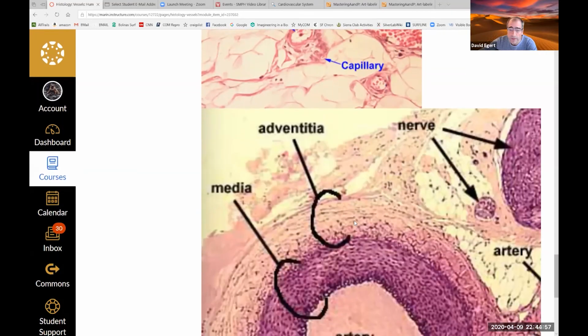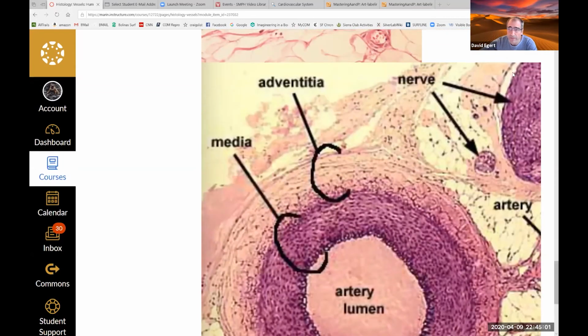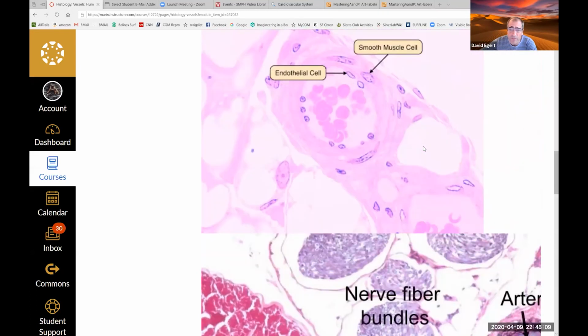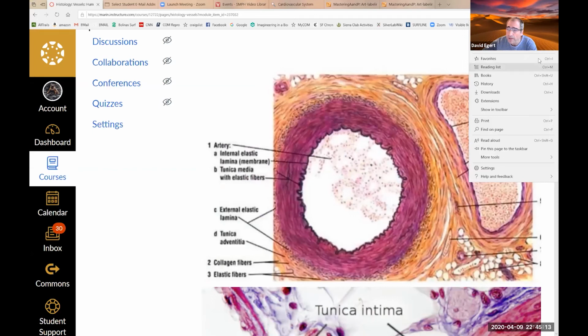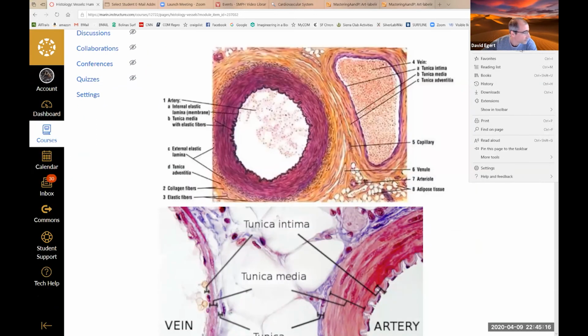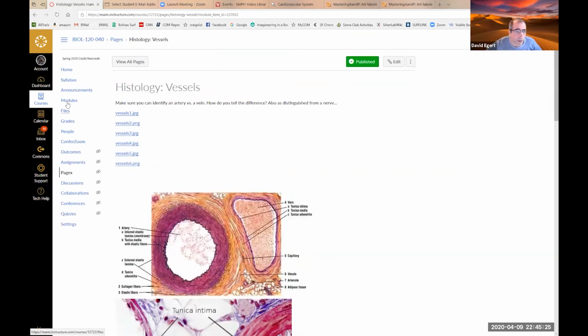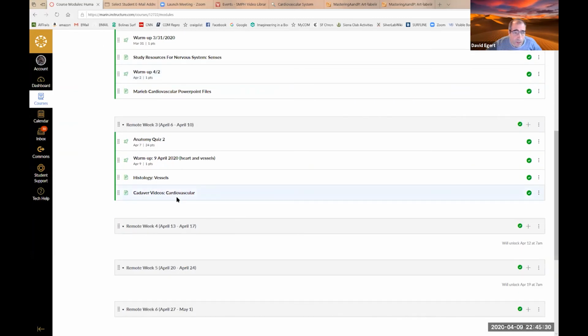Again, this is just showing tunica media, adventitia, kind of. So anyway, I put this up there just so you have some stuff to look at. And then the other thing I put up is a variety of these cadaver dissections. I was going through them quickly, and I was looking at this a little before class as well.